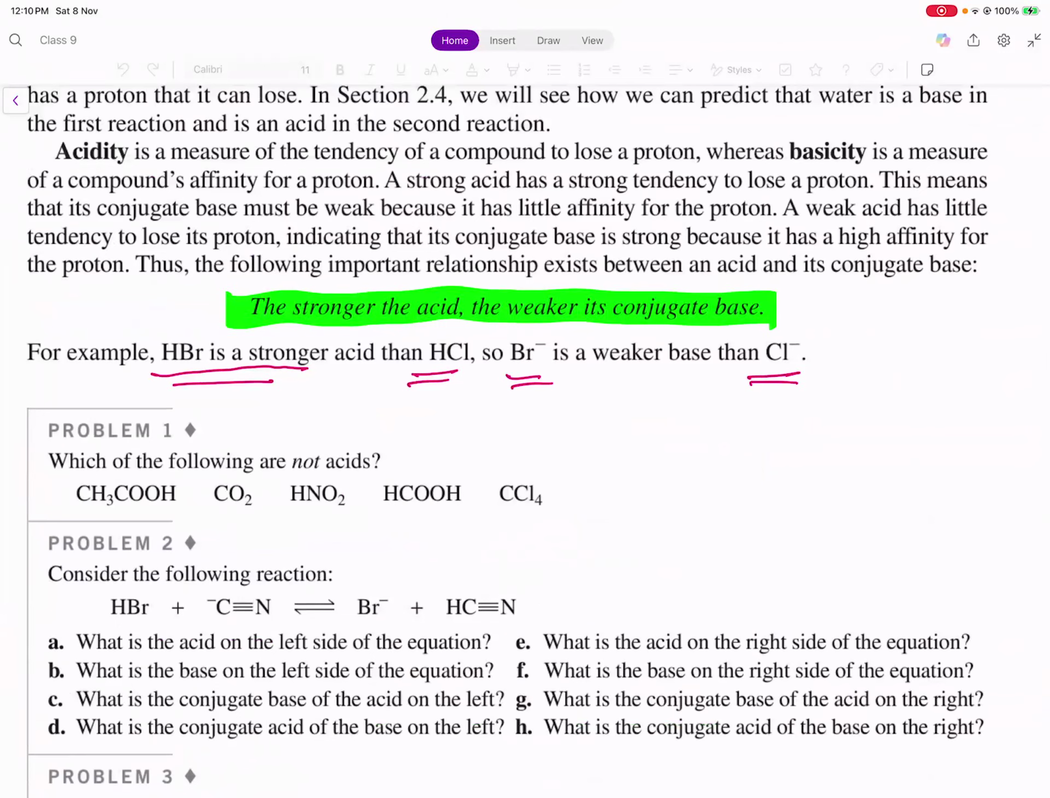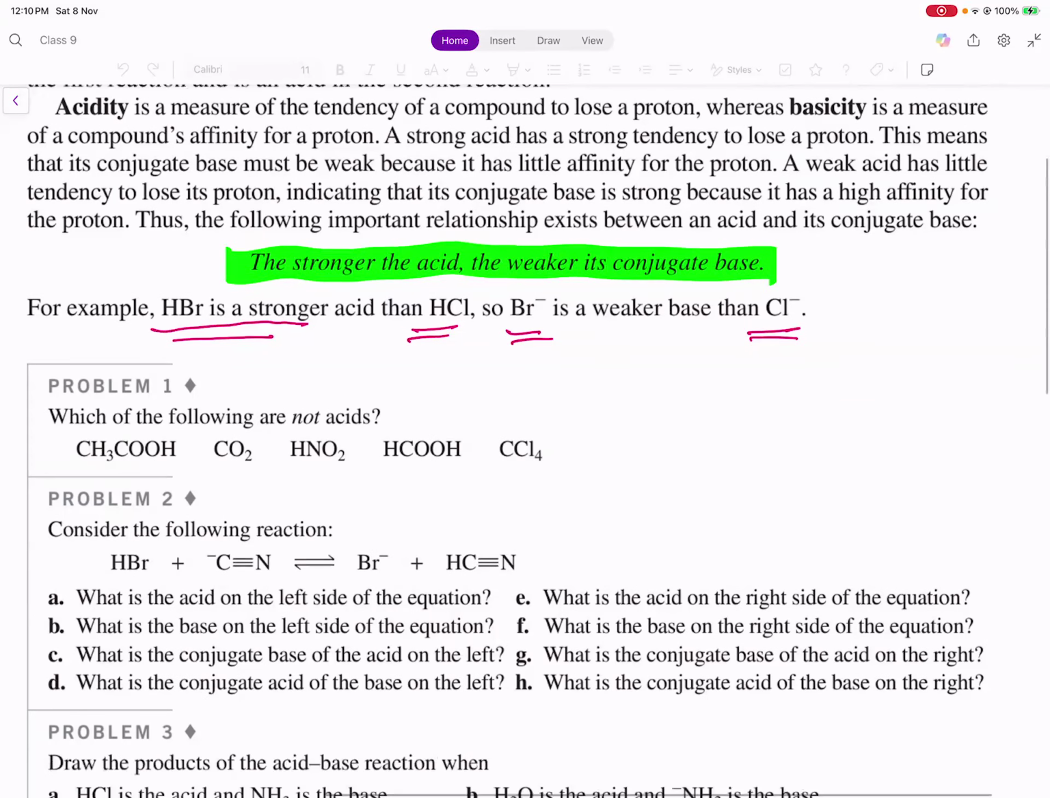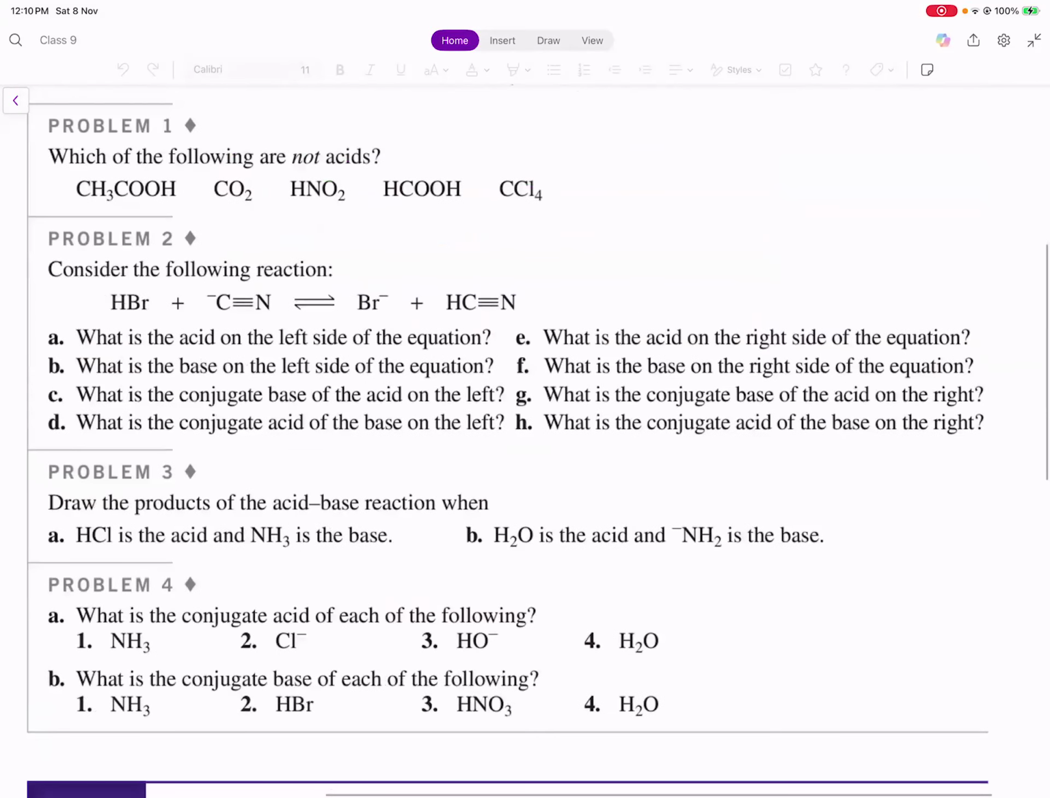The stronger the acid, the weaker is its conjugate base, right? The stronger acid has a weaker conjugate base. So if I know that HBr is a stronger acid than HCl, I know that Br minus is a weaker base than Cl minus. Then we did this question, which of the following are not acids? Well, this is very clear. CO2 and CCl4, since they do not have hydrogen, they cannot be acids, right? So this is how it is, all right?